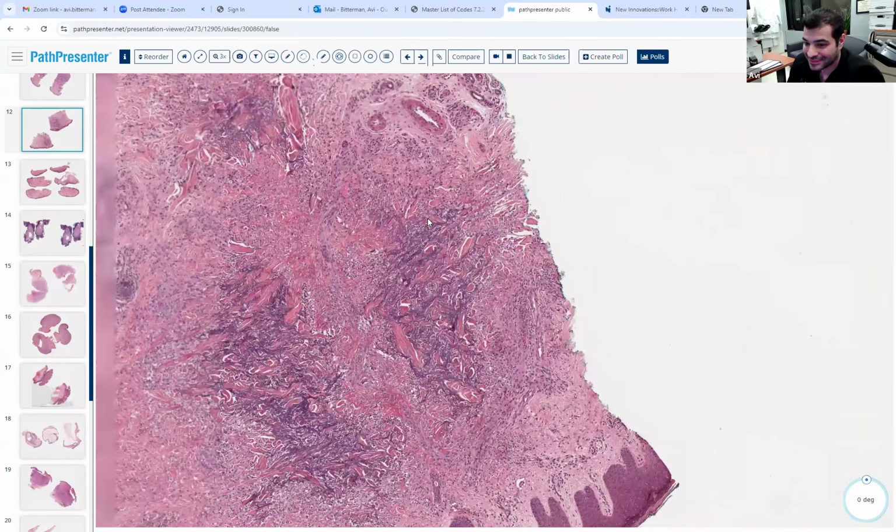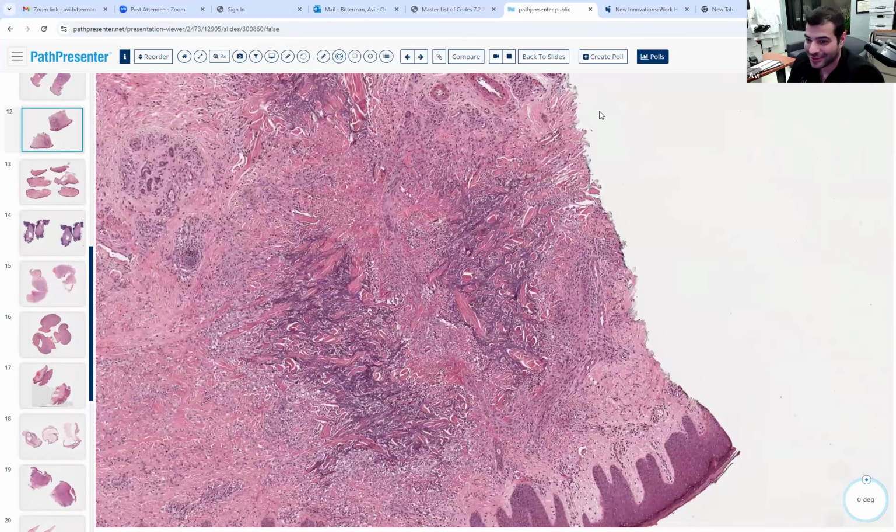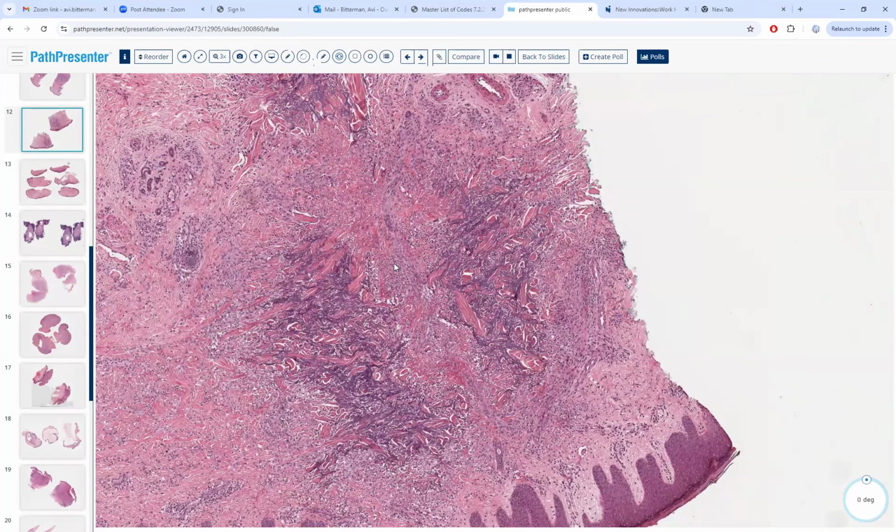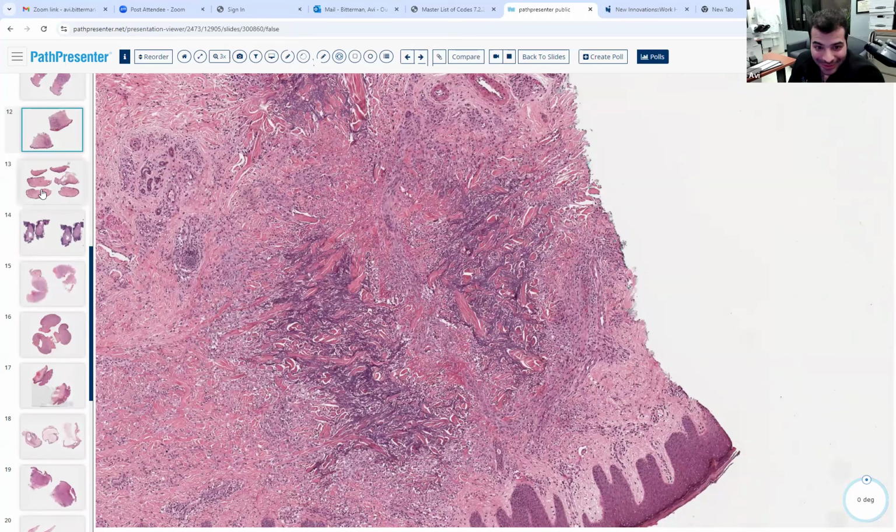So it's palisaded. It's a granulomatous dermatitis. There's neutrophils. What might we call that? Palisaded neutrophilic granulomatous dermatitis. This is one of the things in dermpath that actually makes sense.